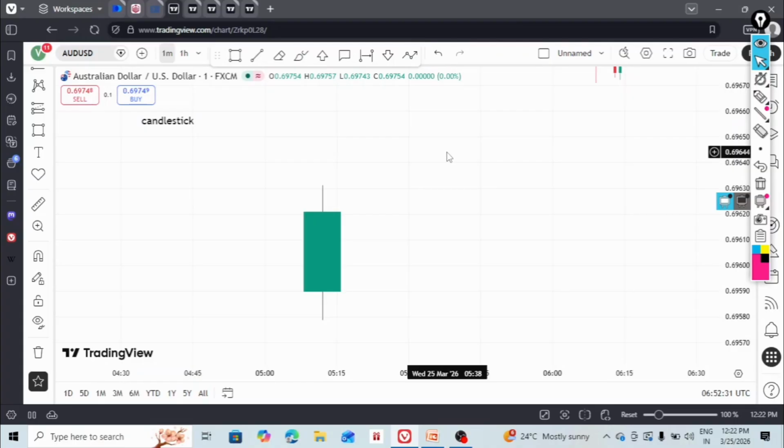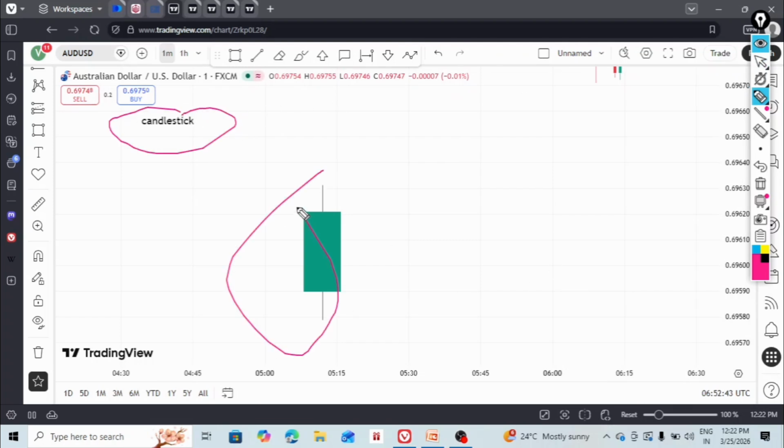Okay, so we will talk about what is a candlestick. What is a candlestick? The candlestick is one of the most important tools used by traders to understand how the market moves. It represents the price movement during a specific time frame.